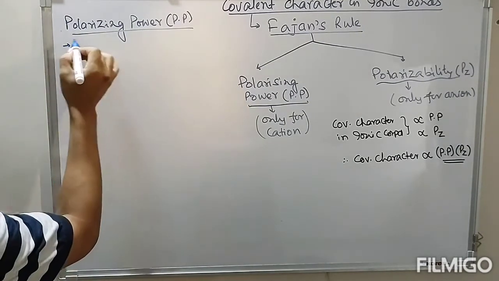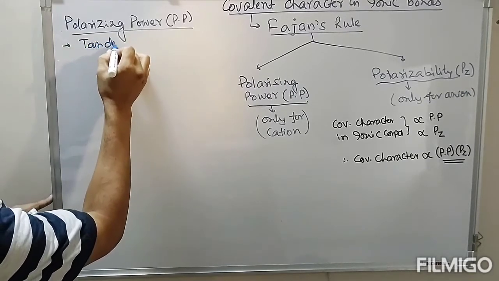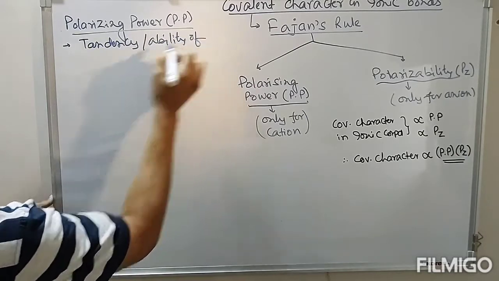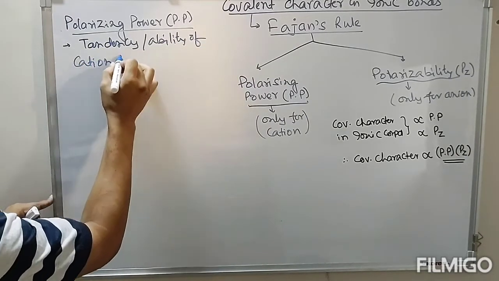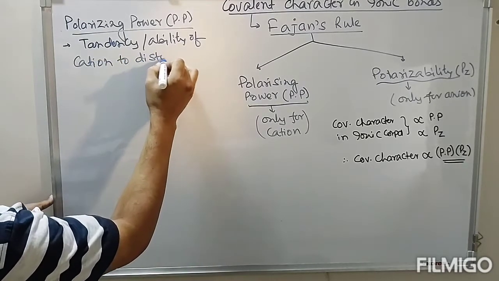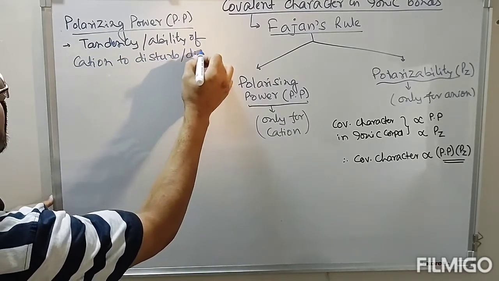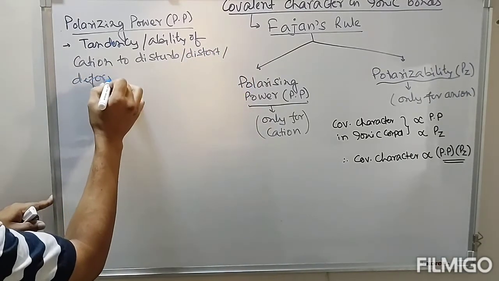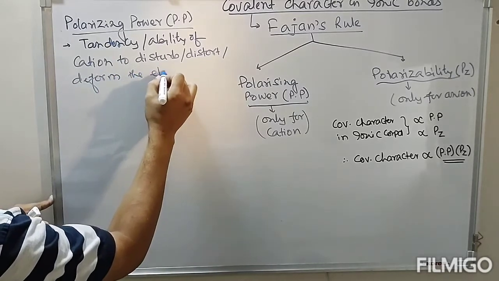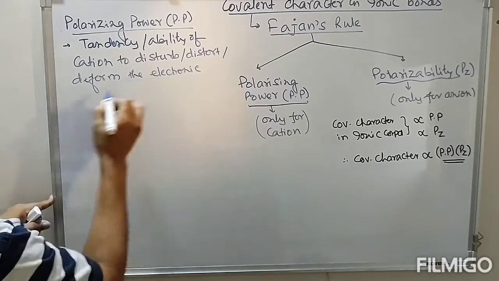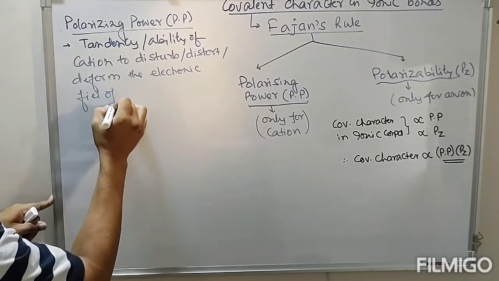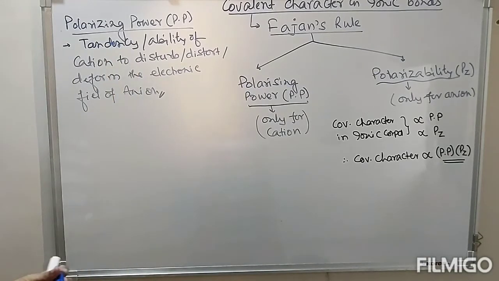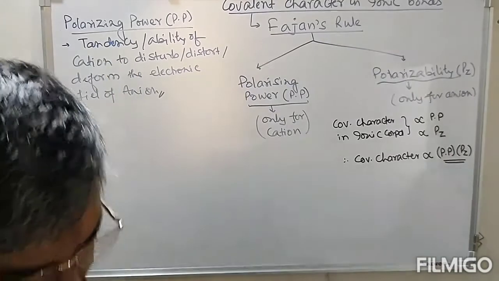So the polarizing power is the ability or the tendency of the cation to disturb, distort or deform the electronic cloud of the anion. If this cation withdraws or disturbs the electronic field of the anion, that means there is some chance for overlapping of atomic orbitals. That is what we call the polarizing power. So this is defined as the tendency or the ability of cation to disturb, distort or deform the electronic field of anion. This is what we call the polarizing power of the cation.